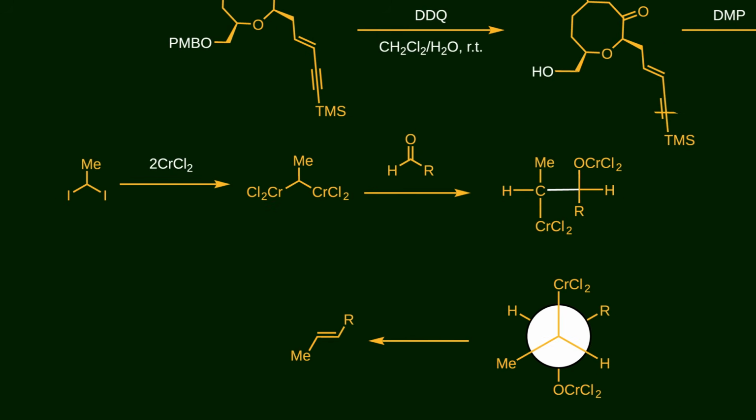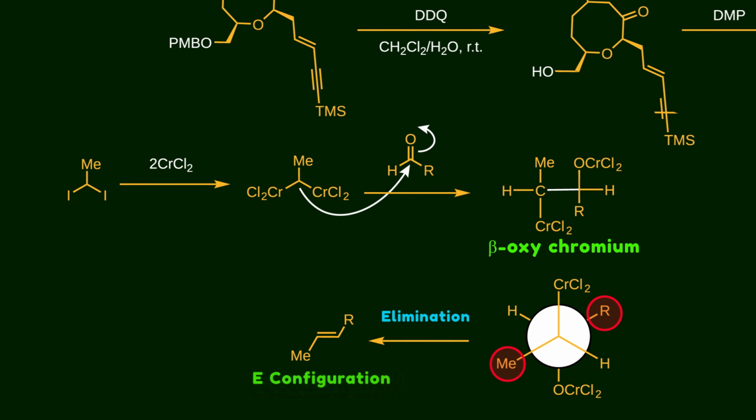In one of the proposed pathways, a geminal diiodide reacts with CrCl2 to produce a geminal chromium species. Nucleophilic attack of this intermediate on the aldehyde leads to the beta-oxy-chromium species. In a Newman projection, you can see the R group and the methyl group adopt an anti-conformation. A formal elimination then leads to the alkene with the methyl substituent in the E configuration.